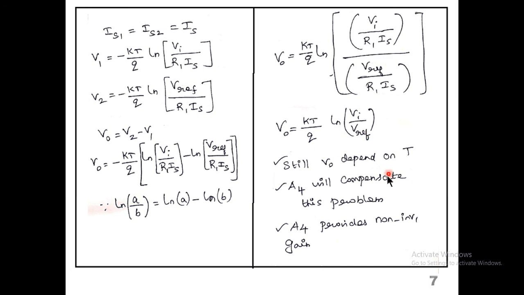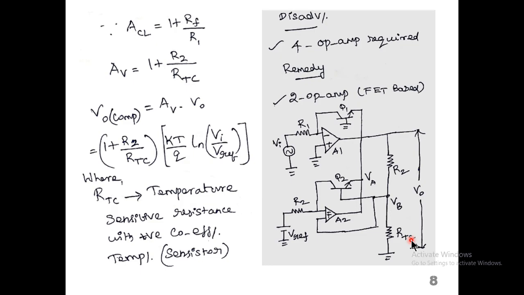Still, V0 depends on capital T, the temperature. Hence, amplifier 4 is used to compensate for this problem. Amplifier 4 provides a non-inverting gain. The closed loop gain, 1 plus RF by R1, is here 1 plus R2 by RTC. RTC is a temperature-sensitive resistance with a positive temperature coefficient, called a sensistor. So the overall compensated output voltage equals the voltage gain times V0: 1 plus R2 divided by RTC, times KT by Q ln of VI divided by reference voltage.